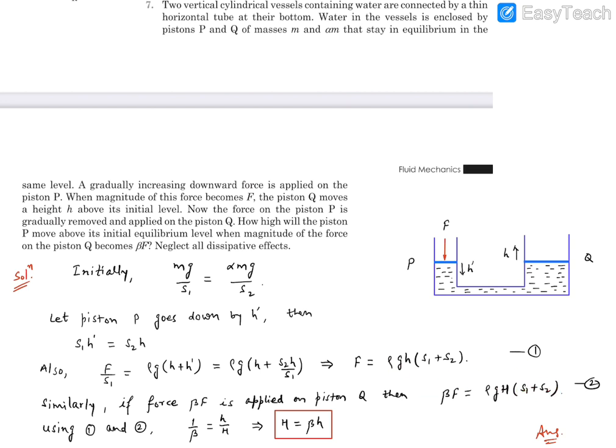Now, using these two equations we can relate small h with capital H. For that, you can just divide the two. On the left side it will be 1 by beta, on the right side it will be small h by capital H. So from here capital H is going to be beta times h. That means the height by which piston P is going to rise when the force beta F is applied on the piston Q is equal to beta times h. Hence this will become our final answer. Thank you.